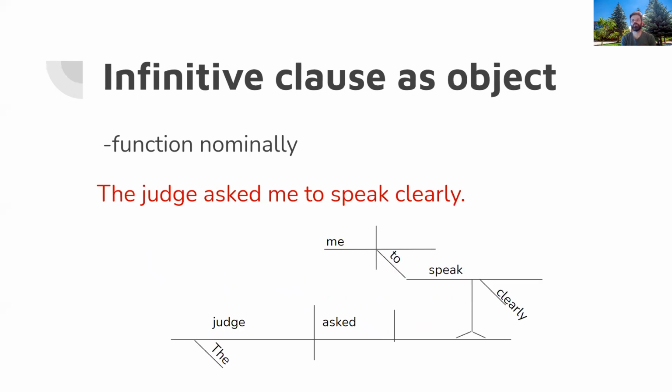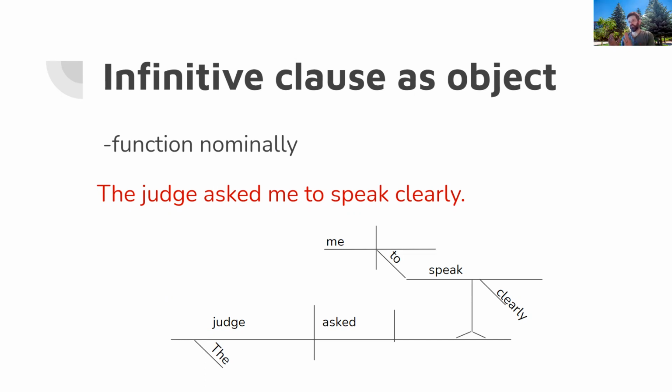Here's another one where the infinitive clause is functioning as the object. So here, "the judge asked me to speak more clearly." So the judge asked something. And what he asked was for me, or he asked that I speak clearly. But instead of saying "that I speak clearly," we could change it to an infinitive clause, okay? And "I" becomes from the subject form to the object form, so it becomes "me," okay? And then the action is now put in the infinitive form, "to speak clearly."